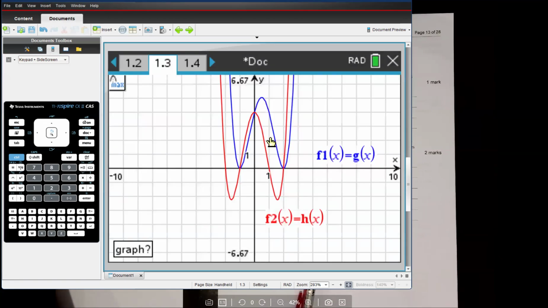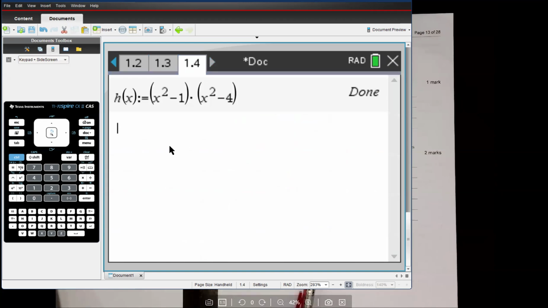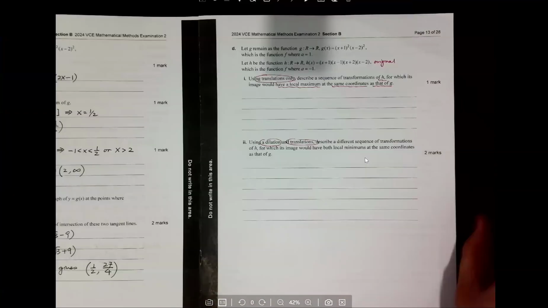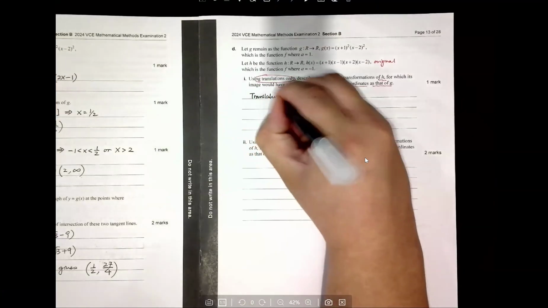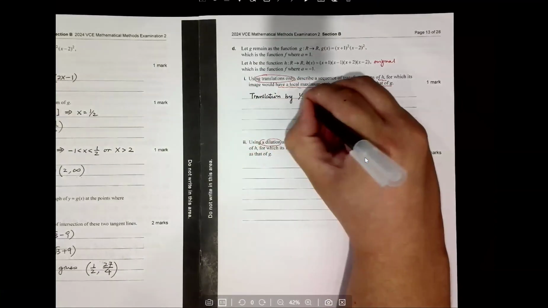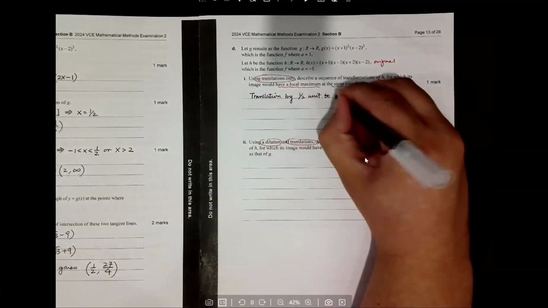Analyze graph, maximum 0, 4. And the other point we found before was half, 81 divided by 16, okay? So we can just move half to the right and then find the y value difference between the two coordinates, okay? So let's say 81 divided by 16 minus 4, 17 over 16, okay? So we say translation by half unit to the right.